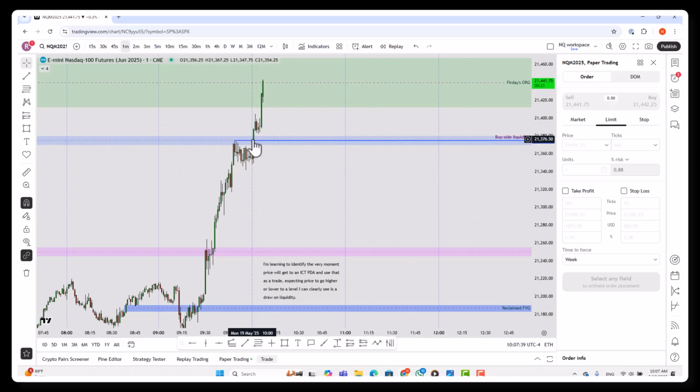So this is the ICT PD array that I'm trying to identify. That's the level where I would take a trade and expect it to draw to a liquidity pool that I can clearly see on the chart. This is the liquidity level, Friday's opening range gap. That was a draw on liquidity. So right here, I buy and I target here. So let's just see how much that would have been.